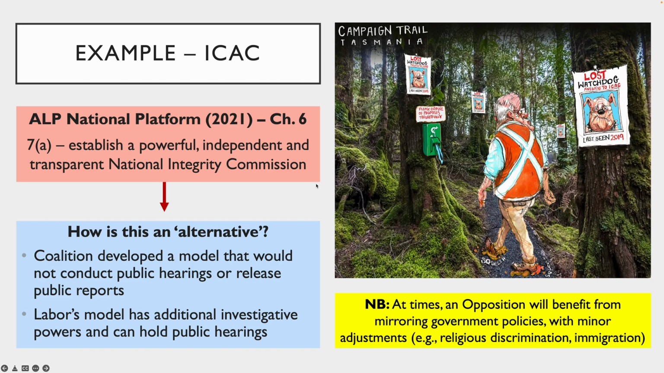This is an example of a clear difference between the Labor Party and the Liberal Party, or the opposition and the government. But at times, it's important to remember that an opposition will benefit from mirroring government policies with minor adjustments. So when we think about the religious discrimination bills, both Labor and the Liberal Party were in favour, generally, of a religious discrimination bill.